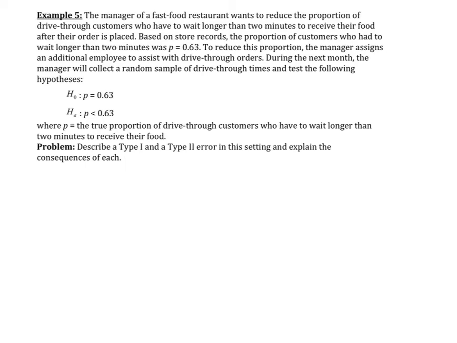So for the next example, we have a manager of a fast food restaurant, and this manager has found that the proportion of customers who have to wait in the drive-through line longer than 2 minutes is 0.63. So this manager decides to hire somebody else and hopes to reduce the waiting time. So take a look and you can see our hypotheses. The null hypothesis is that the proportion of people who wait more than 2 minutes is the same. It's still 63%.